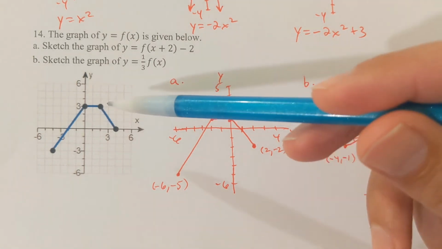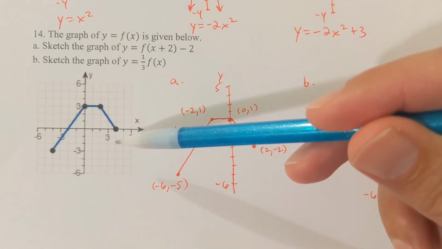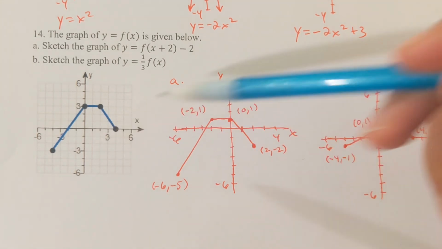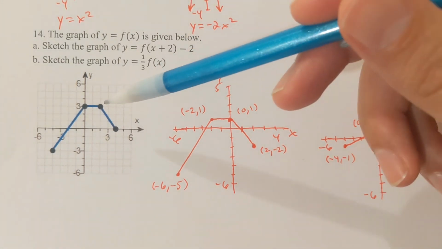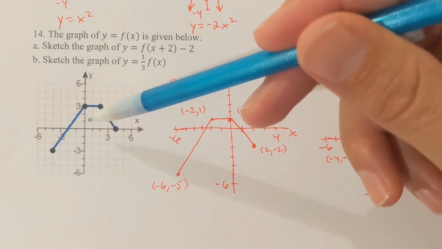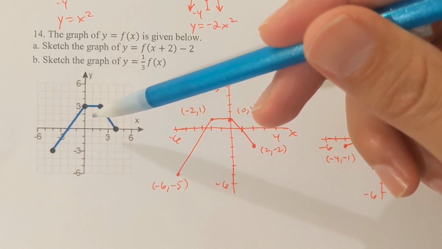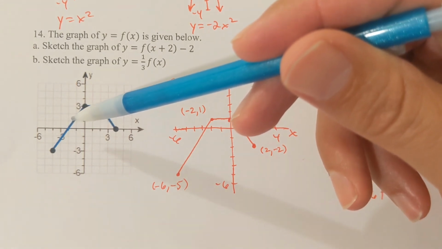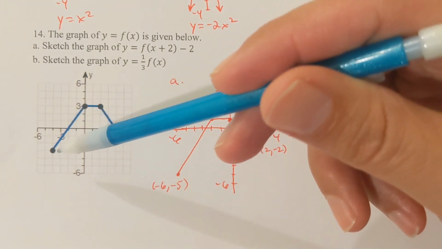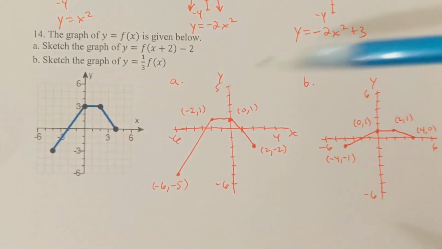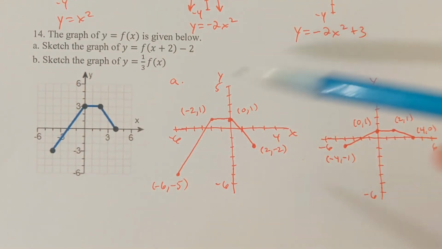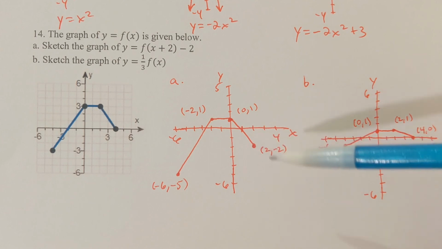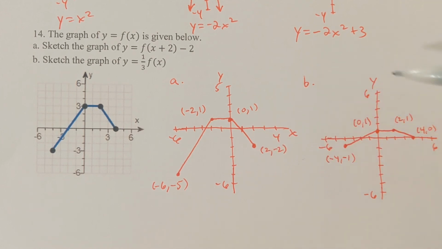Okay, so here's 4, 0. When I go down 2 and to the left 2, that puts me at negative 2, negative 2. When I go down 2 and to the left 2, there, that puts me at 0, 1. And when I go down 2 and to the left 2, that puts me at negative 2, 1. Right here, when I go down 2 and to the left 2, it puts me at negative 6, negative 5. And so I've got that new graph drawn there. Nothing changed. It's just been shifted twice.